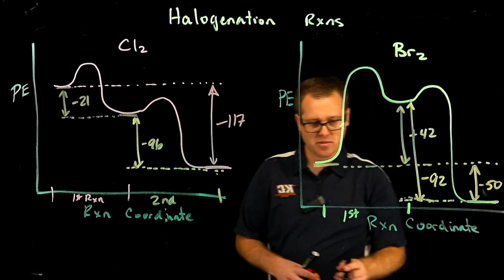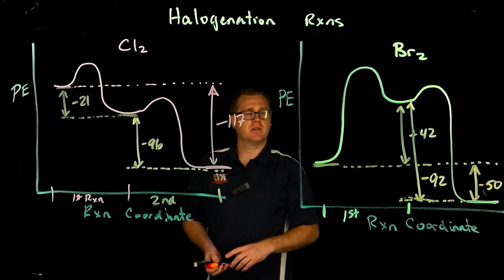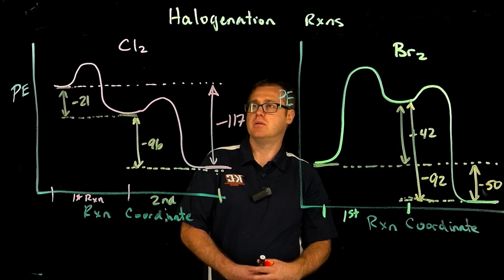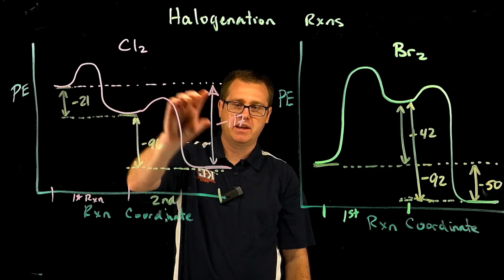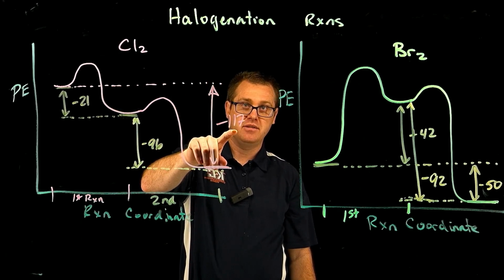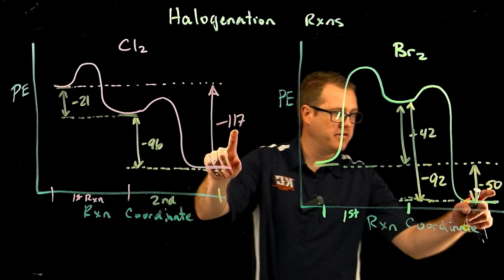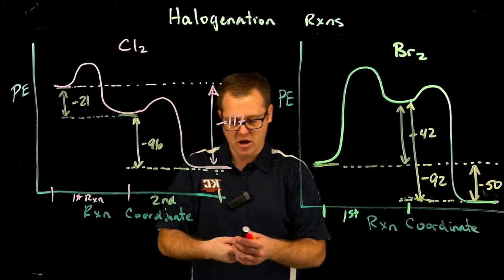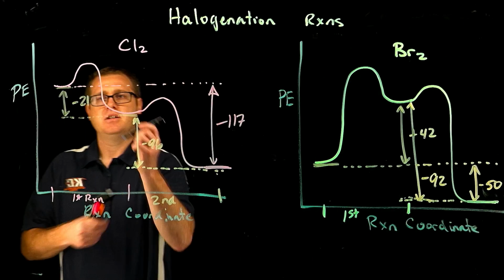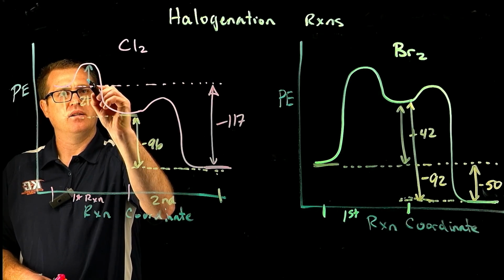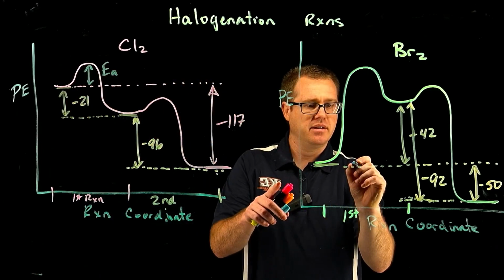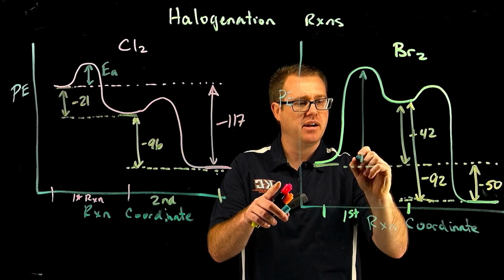Negative 50 kilojoules per mole. So what can we learn here? Which one is more favorable? Well, chlorination is more favorable because look, it has a larger delta G, more negative than 50. But also take a look at the energy of activation. So this distance right here, that is the energy of activation compared to this energy of activation right there.